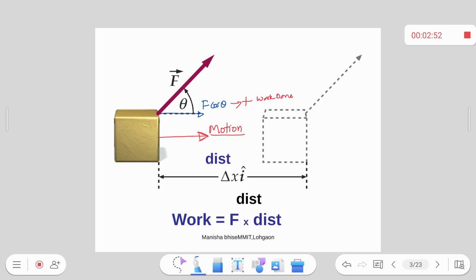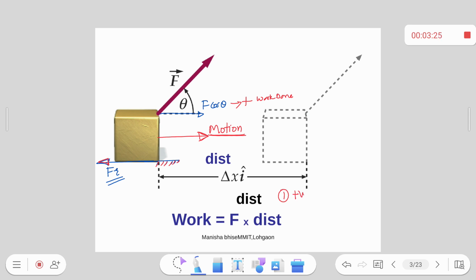And when is the work done negative? If a friction force Fr is present between these two surfaces, then Fr acts in the opposite direction of motion. You can see that the motion is towards the right and Fr is always in the opposite direction of motion. So in this case, the work done is negative.